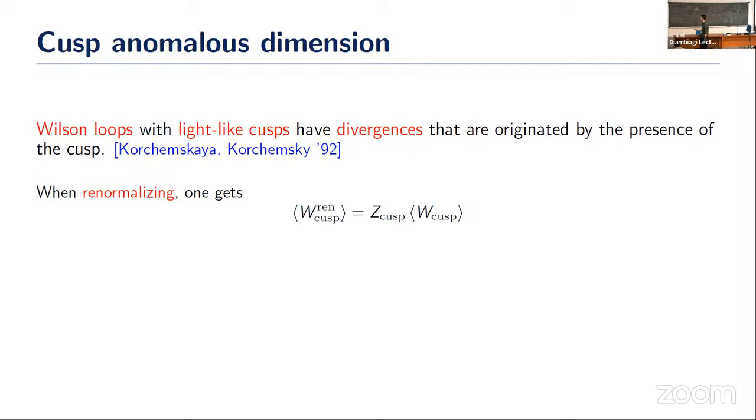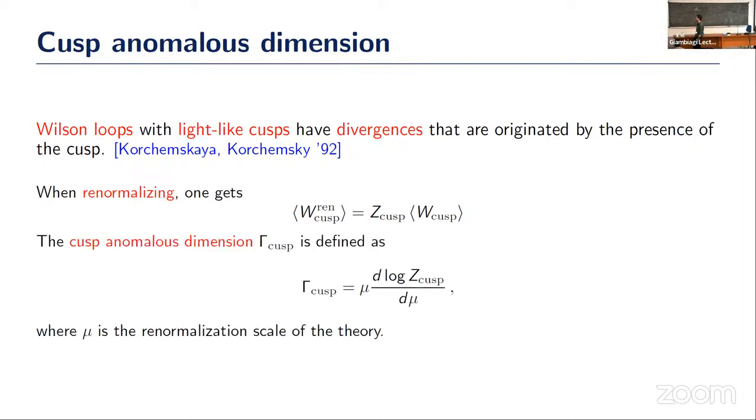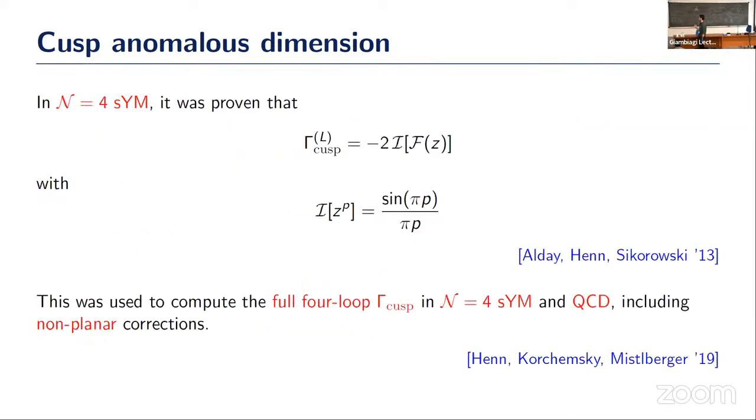And as usual, when we introduce a renormalization factor, we can define an anomalous dimension, which in this case is the Grassmannian dimension. In N=4 super Yang-Mills, these integrated negative geometries have been shown to be useful for obtaining the Grassmannian dimension. In particular, we apply this functional over the integrated negative geometries, and then we get the Grassmannian dimension. As I mentioned before, this was used to compute the four-loop Grassmannian dimension in N=4 super Yang-Mills and in QCD, including the first non-planar corrections.